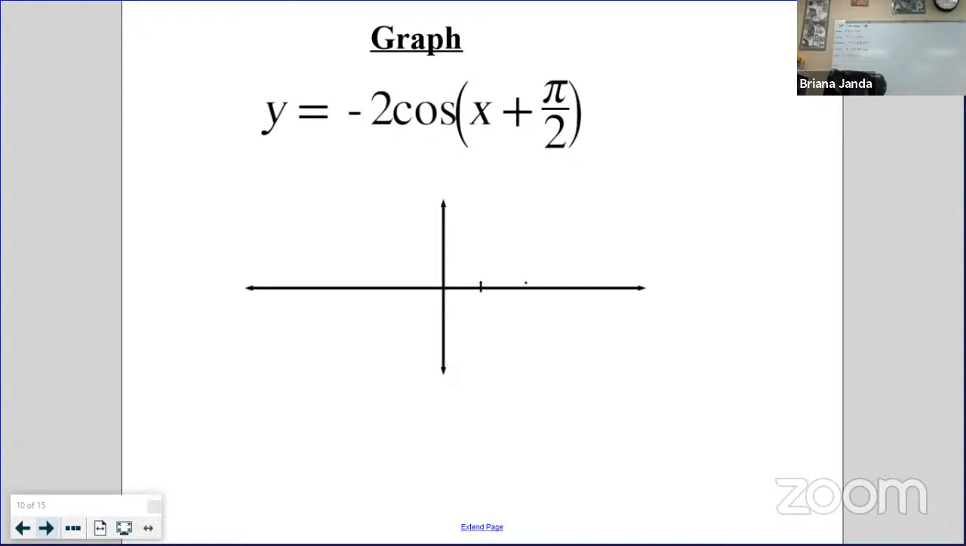Okay, so this should look very uniform every time. Again, I start by considering the B value, and our B value in this one, there's nothing written there, which means it's 1. Therefore, the period is 2 pi divided by that. Well, 2 pi divided by 1 is 2 pi, and that becomes the label on my fourth tick mark.